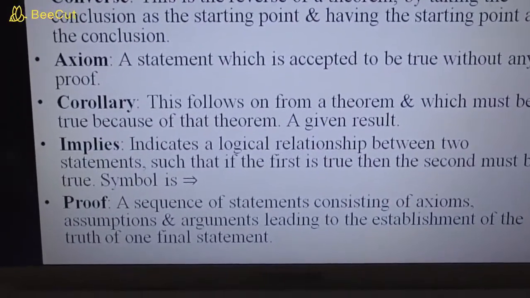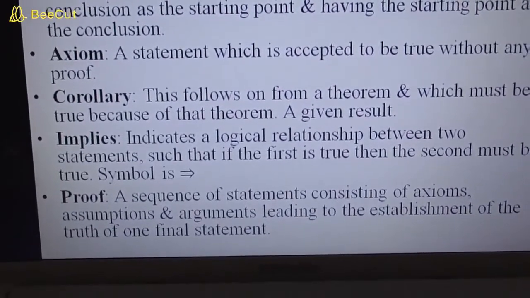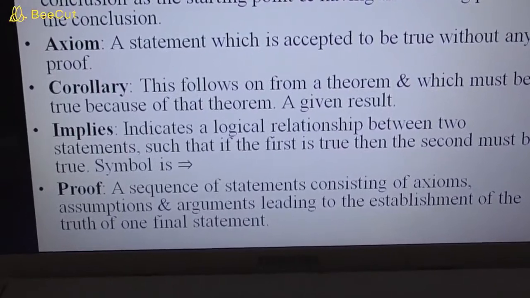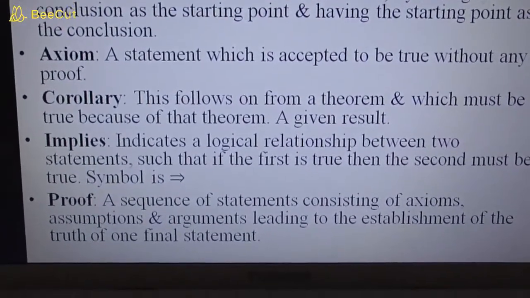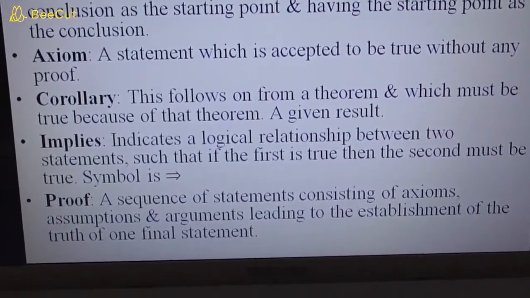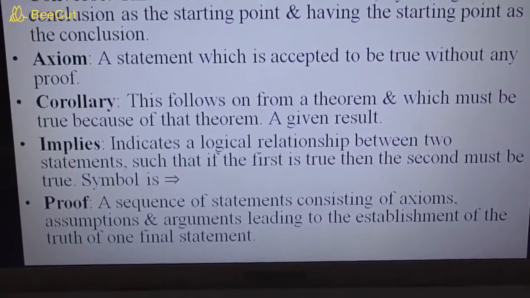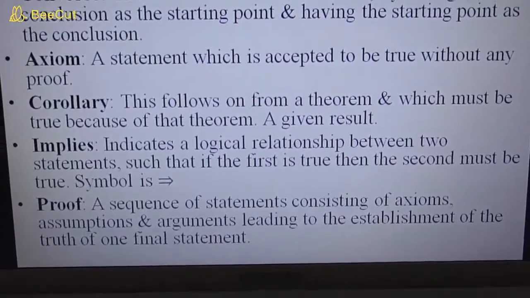A proof then is a sequence of statements consisting of axioms and assumptions and any arguments that will lead to the establishment of the truth of one final statement. If you're asked to prove something, you would have to have at least 3 lines within that proof to prove that it's true. And usually the proofs come up when we're trying to do congruency, proving that triangles are congruent or something to that effect.